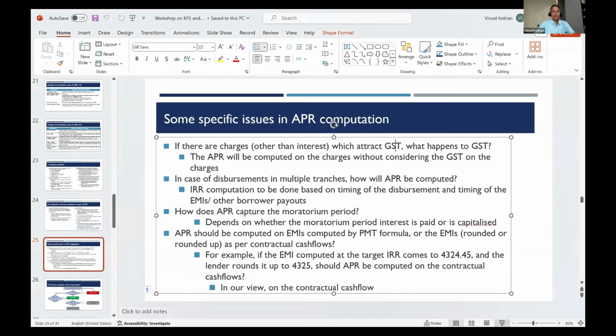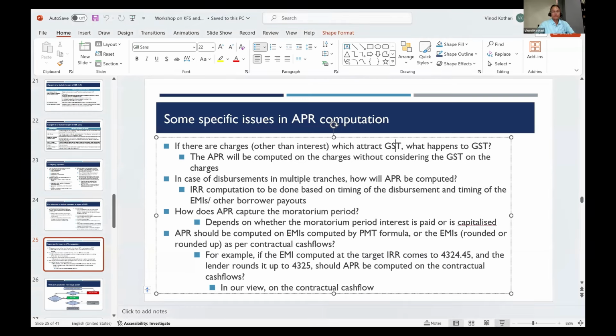But if I am collecting it from the borrower, then? Right, but I'm providing two services. A, I'm giving a loan. B, I'm, let's say, providing some investment advisory services. I'm charging for both. Let's say I'm having a single charge, but there are other charges for the investment advisory service.